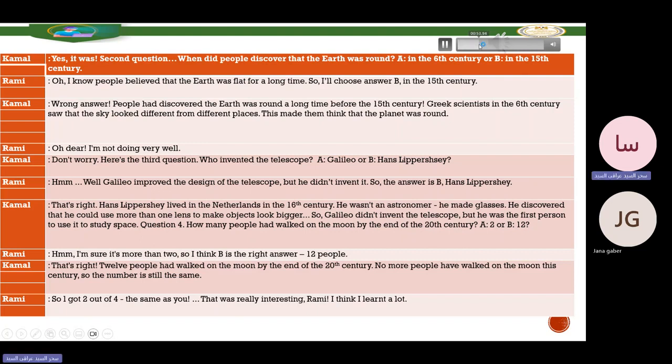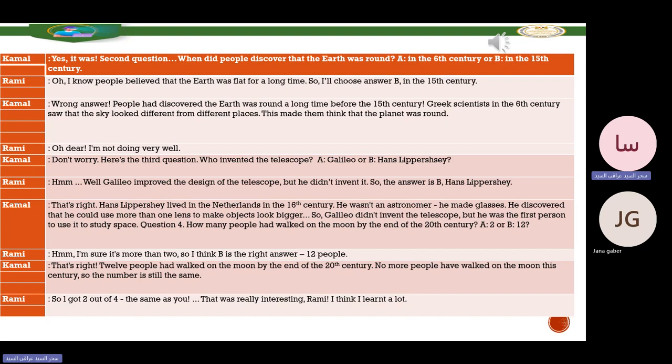Years ago. Wrong. Astronomers had discovered them a long time before that. People from an ancient place in the Middle East called Babylonia discovered the planets in the 1st and 2nd century. They saw that the planets moved differently from the stars in the sky, so they knew that they were different. Wow, that was a long time ago. Yes, it was. Second question. When did people discover that the Earth was round? A, in the 6th century, or B, in the 15th century?